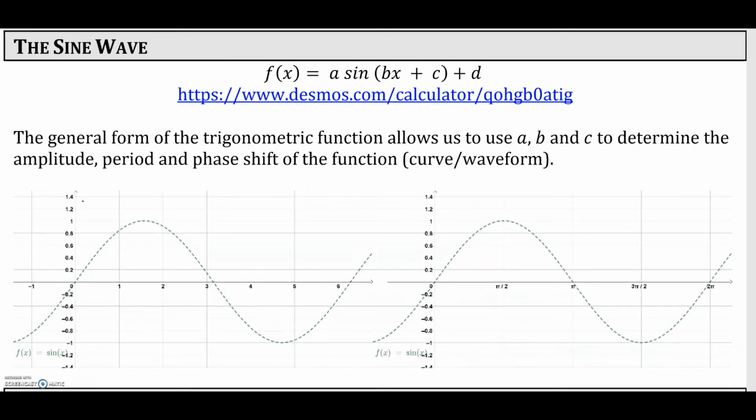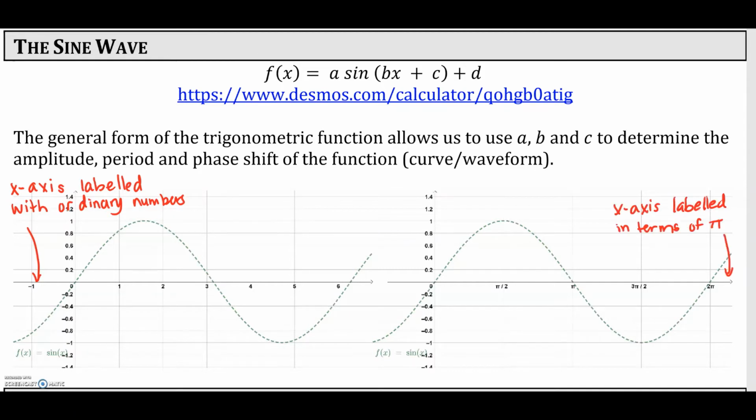Here are two graphs of the sine wave. f of x is equal to sine x. Both of these graphs are of the same curve, except the graph on the left shows the x-axis labeled with ordinary numbers, whereas on the right, the graph has an x-axis that is labeled in terms of pi. You can see from both graphs that our sine function starts at 0. So the point at 0 and the y value is also 0 for the sine wave.